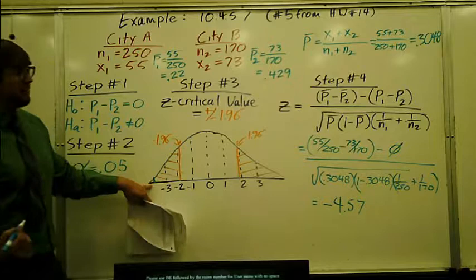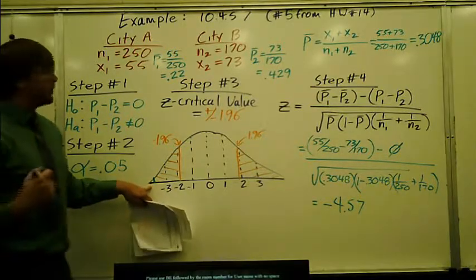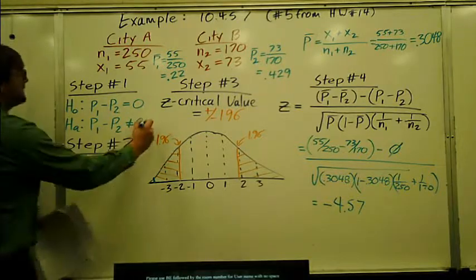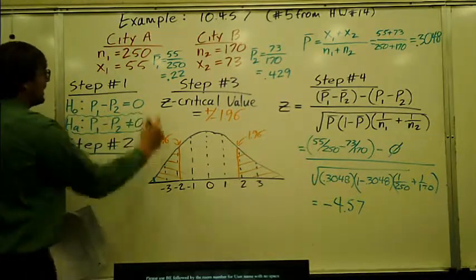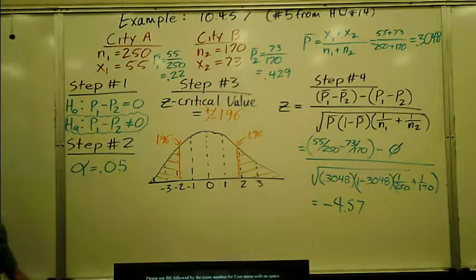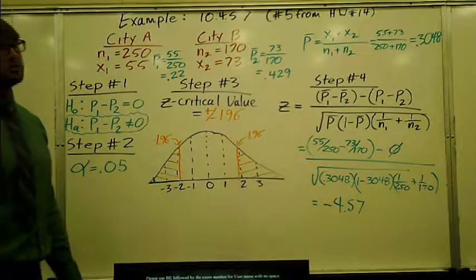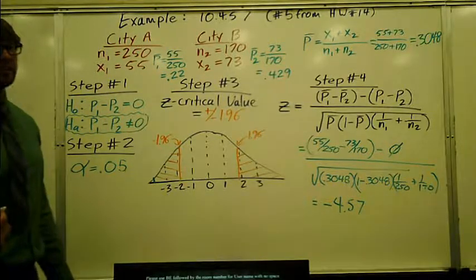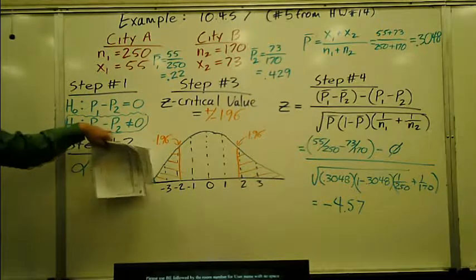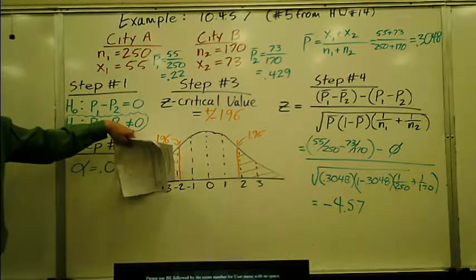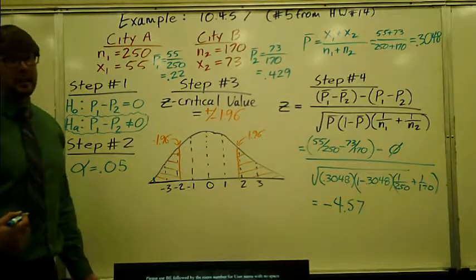I don't have enough room for step number 5, I just realized, but of course, we're going to reject the null and accept the alternative in this situation. So, in summation, at the 5% significance level, which is equivalent to saying we're 95% confident that the difference between the two proportions is not equal to 0. So if the difference is not equal to 0, we can say that there is a difference then.